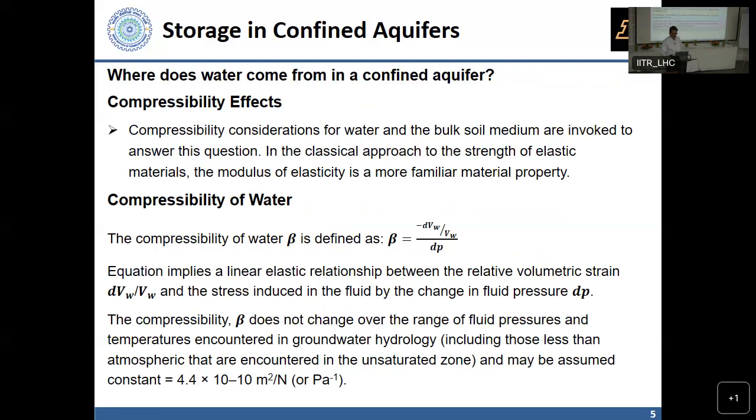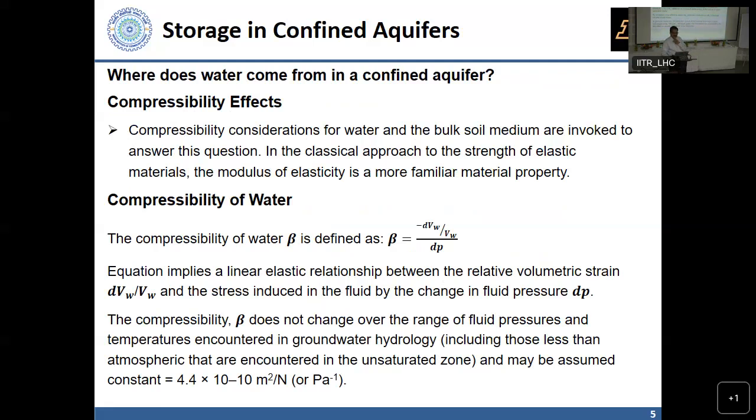Similarly, there is compressibility of the bulk aquifer itself. So you will have a similar definition for compressibility: the change in total volume of soil divided by the original bulk volume, divided by the change in stress borne by the soil particles. But these are compressibility definitions.